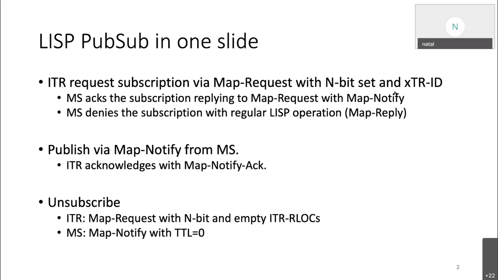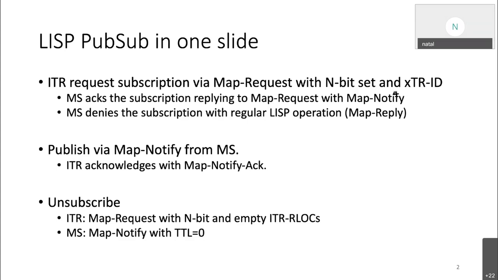But the basic idea with PubSub is that when you send a map request, you can set a new bit that we introduce in the draft, the N bit for the I1 notification. You can set the N bit to one, and then you include the xTR-ID so that the map server can identify you. That goes to the map server, and if the map server supports PubSub operation and wants to subscribe you, it will notify you that you have been subscribed by sending back a map notify instead of a map reply. If the map server doesn't allow PubSub or doesn't support it, it will send back a map reply. So it will be a standard LISP operation, basically ignoring the N bit.